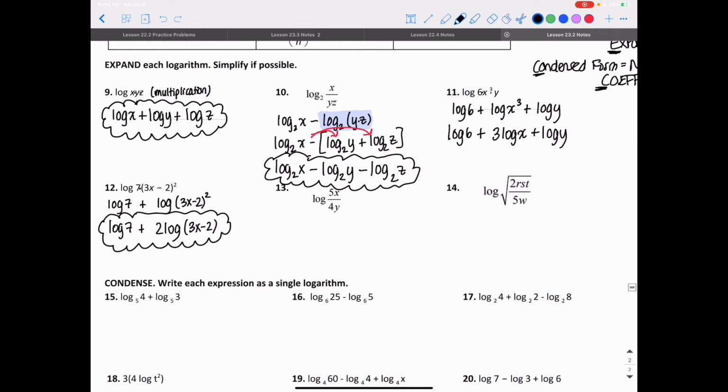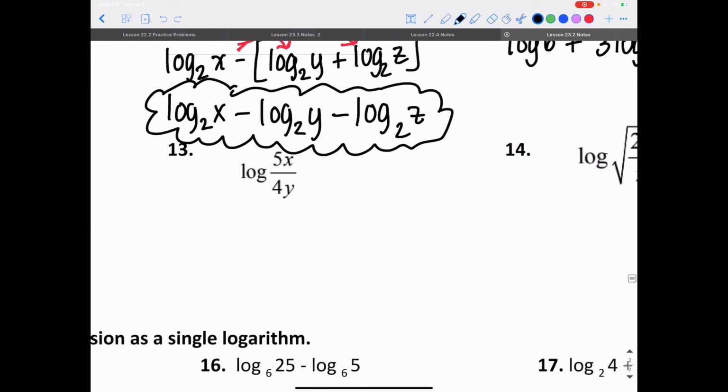All right, for number 13, I have log of 5x divided by 4y. This is division, so I know I can separate with subtraction. So I'm going to do log of the numerator, 5x, minus log of the denominator, that's 4y. And I'm going to simplify this. That 5x is inside of the logarithm, 4y is inside of the logarithm. 5 times x and 4 times y is what I have inside of these logarithms, so I can separate these further.